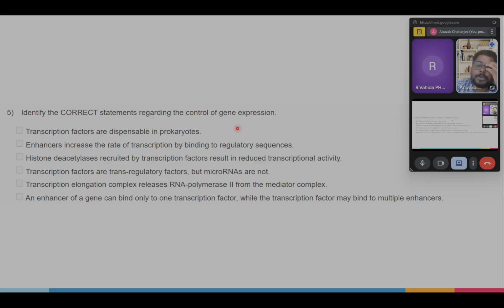So you have to choose which of the following you think is the correct option for gene expression. I will give you a minute to think about it and put the correct option into the chat. You can put A, B, C, D, E, F and choose whichever you think is the correct option.